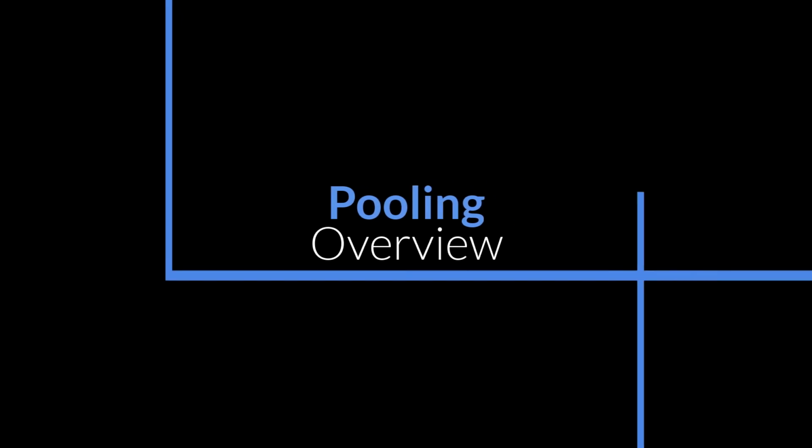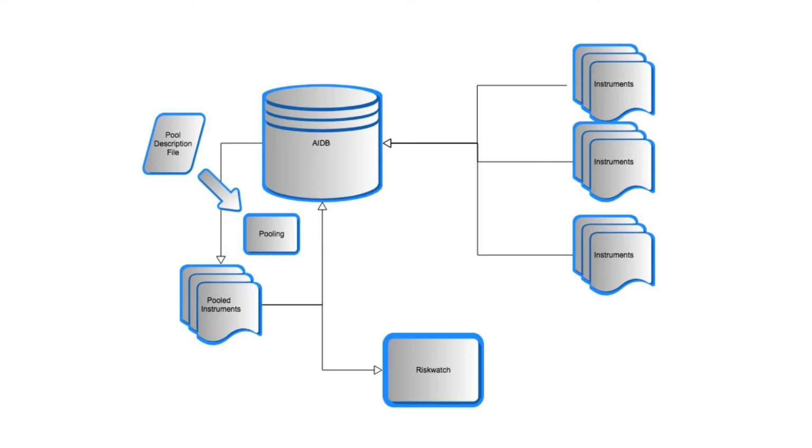Now let's talk about pooling. Pooling consists of grouping together instruments that share the same characteristic in order to reduce the number of instruments that are sent to RiskWatch. Instruments are first pooled together inside the database and then exported from the database to RiskWatch. Typically, millions of instruments will be grouped together into a few thousand pools. This will greatly reduce the amount of time that RiskWatch will take to simulate.